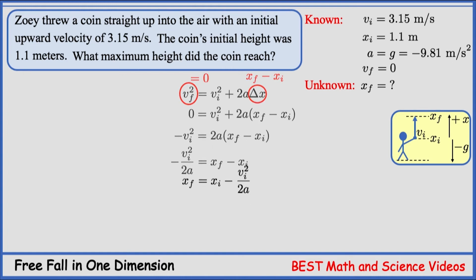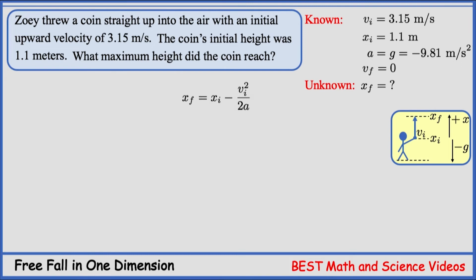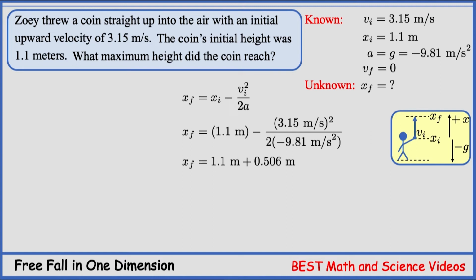So this is now in the form of the equation we can solve for our answer. First, insert the known values. xi equals 1.1 meters. Vi equals 3.15 meters per second. And a equals negative 9.81 meters per second squared. Using a calculator, we find that xf equals 1.1 meters plus 0.506 meters.